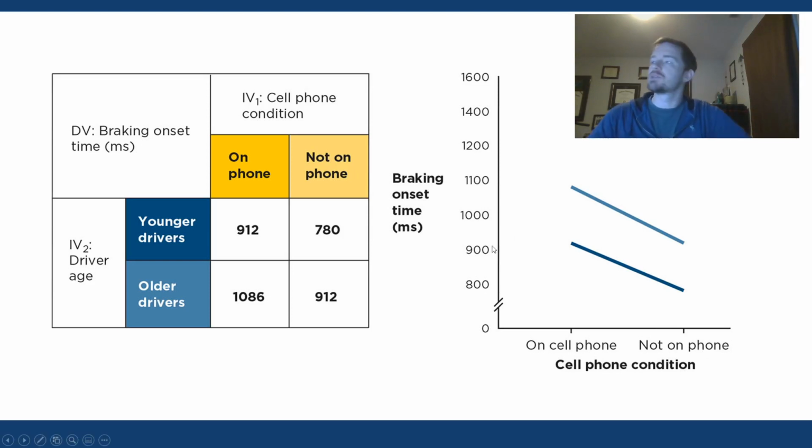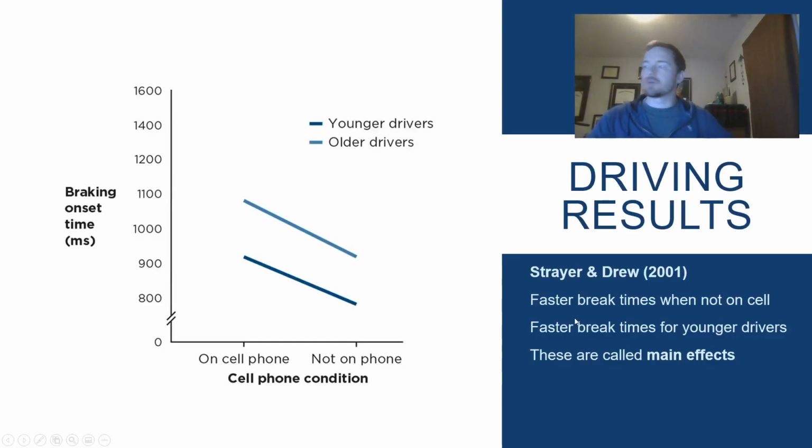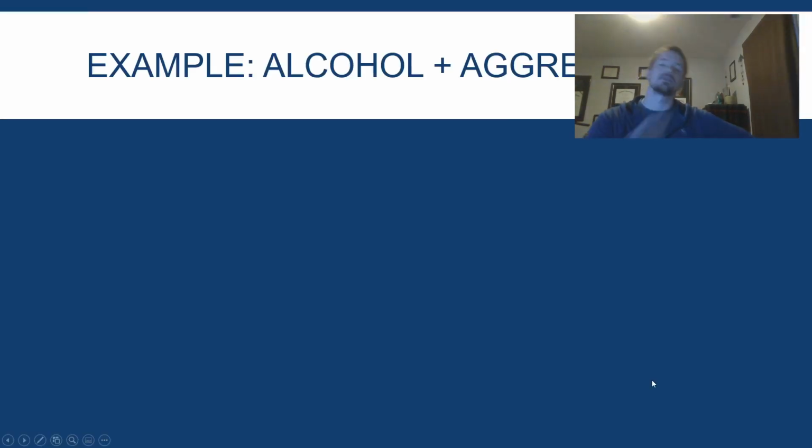All right, so let's look at the data from this particular study. This is a 2001 study, so it's almost 20 years old. Basically, faster brake times whenever you are not on a cell phone, and faster brake times when you are a younger driver. Both of these are called main effects. We would describe this as a main effect of cell phone condition, but also a main effect of age. We see that for everyone, in both conditions, you're faster whenever you're younger compared to whenever you're older. So that is the results for that study.